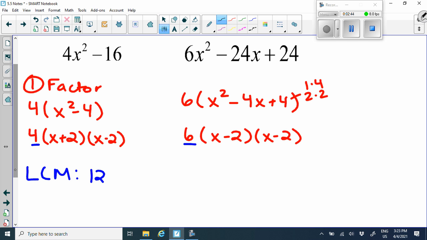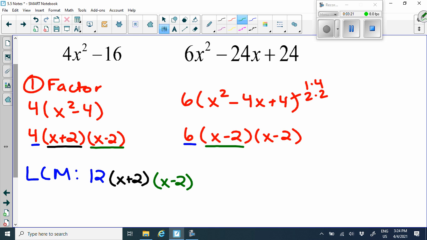Okay, now notice, on my first expression, I have an x plus 2. Now notice the other expression doesn't have it. So that means I have to have it as part of my least common multiple. Basically, whatever one expression has has to be part of the least common multiple. So I'm going to have my x plus 2. Okay, now I have an x minus 2. Now I need to see, does the other expression have it? Yes it does. So we're definitely going to have that.